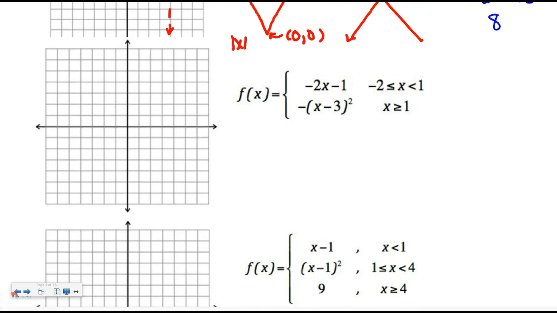So again, on the next one, if I asked you, what's f of 8? 8 falls in this greater than or equal to 1 part of the domain, so I just plug it into here. I would say it's negative the value of 5 squared. And remember, that's not negative 5 quantity squared. It's 5 squared, take the opposite. So f of 8 would just be negative 25.